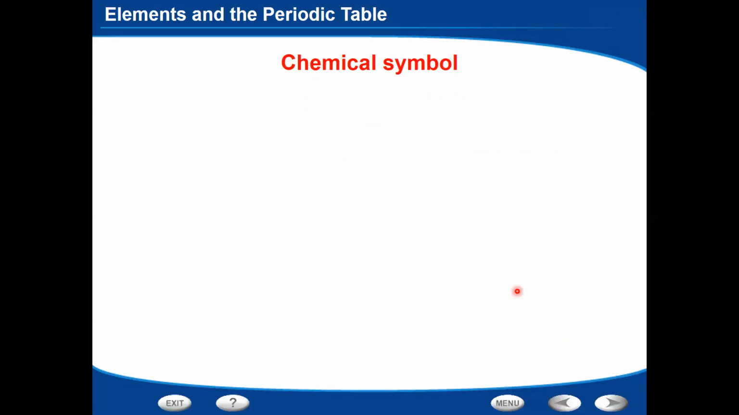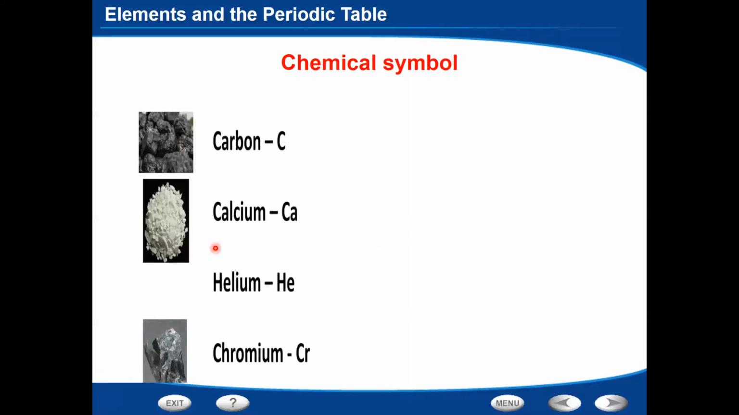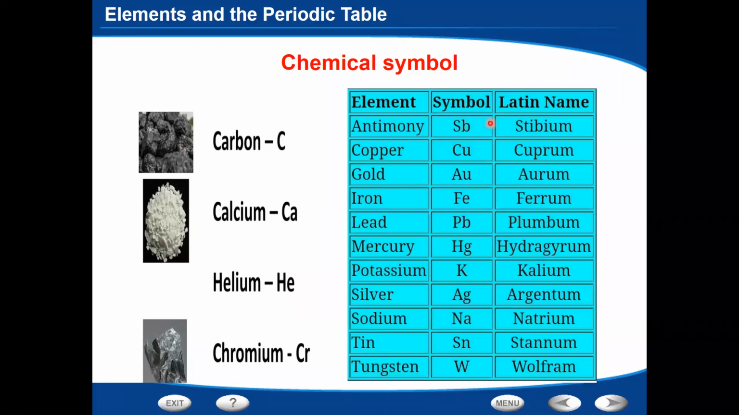What is the chemical symbol? It's the first letter or two letters of the name in English or Latin. Now the newly discovered elements can be in English, like carbon, C, like calcium, Ca, like helium, He. But long ago, the old elements were in Latin, like gold, Au, from aurum, the first two letters, an abbreviation of the name in Latin. Here, like potassium, K, from kalium, the name in Latin. So the chemical symbol is the first letter or two letters of the name in English or in Latin.